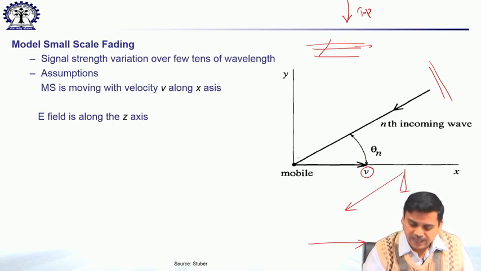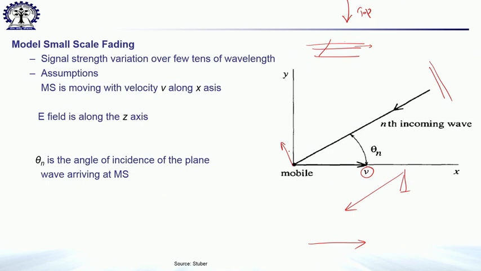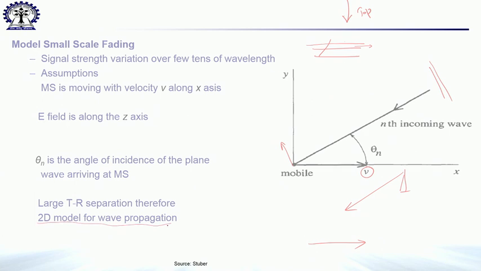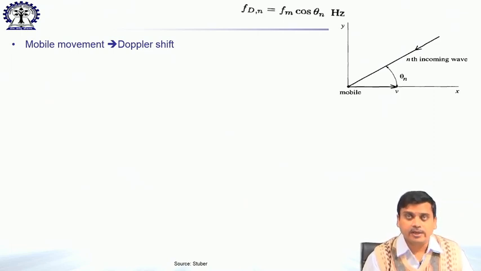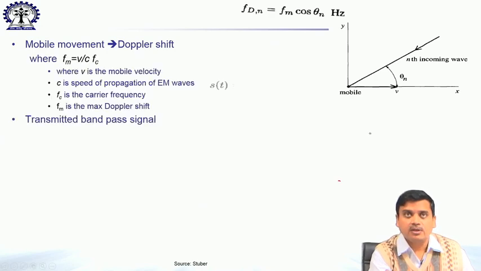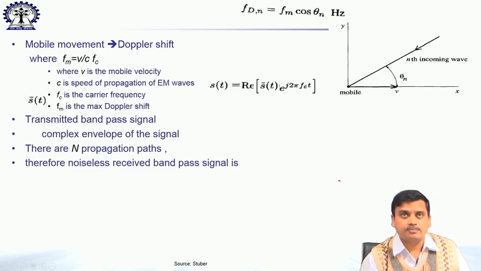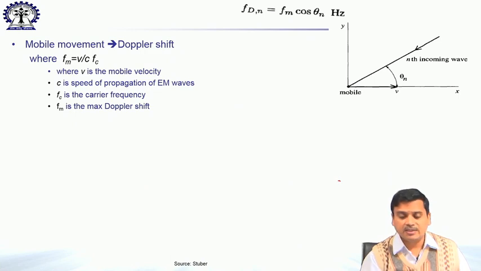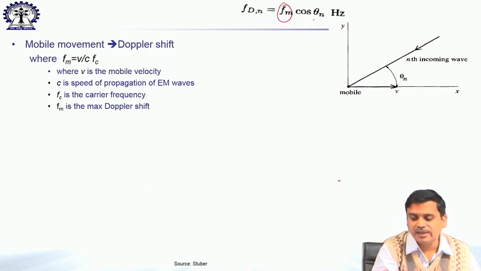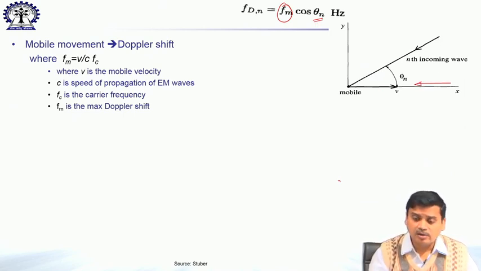Okay. So, the E field is along the z axis, that means it is in this direction, and theta n is the angle at the MS. Certain assumptions are that the transmitter receiver separation distance is very, very large, and one can use a 2D model for wave propagation. So, that is what we have already discussed. It is the same issue that we are talking about. So, the Doppler due to mobility is given as f d n equals f m cos theta n, where f m is denoted as v by c times f c, which is the maximum Doppler shift. So, you can clearly see that if cos theta equals 0, that means if it is coming from this direction, then the Doppler shift is maximum.